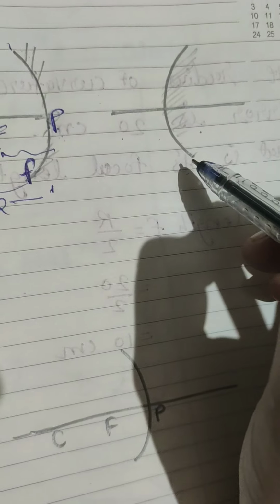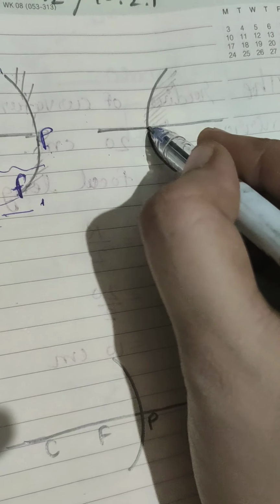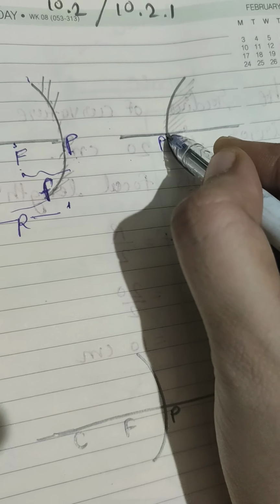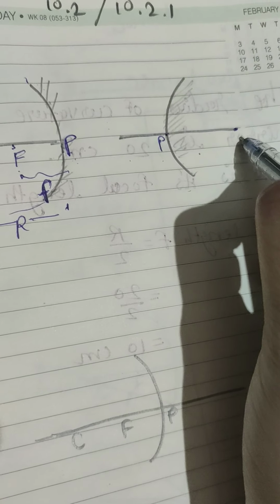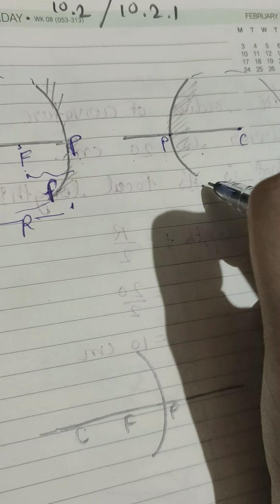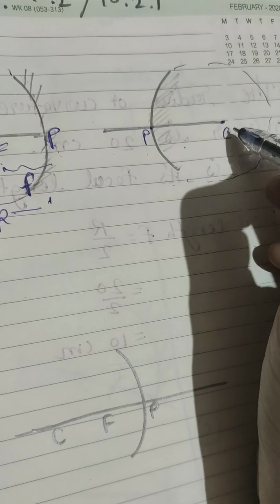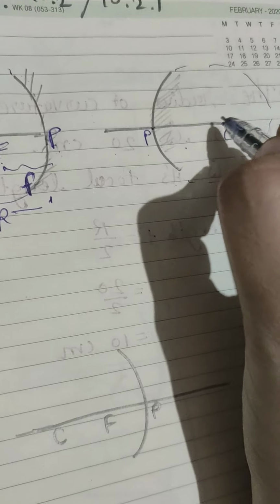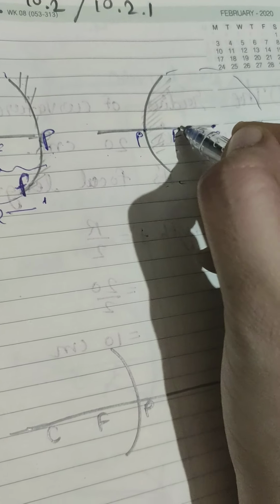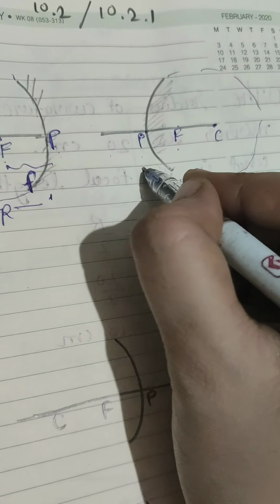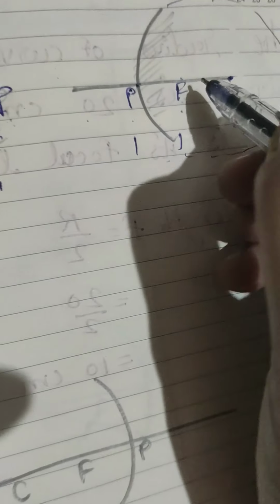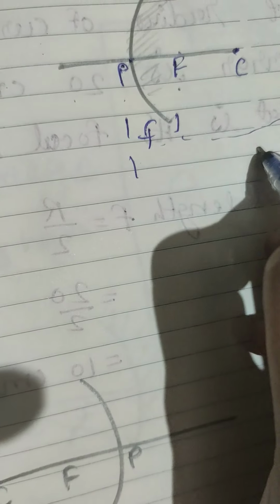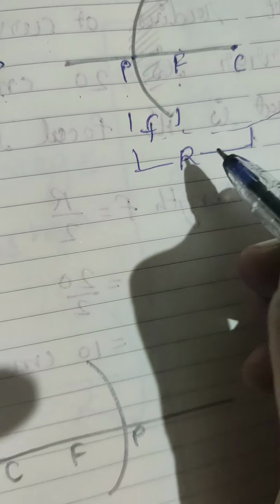Same here, it is a convex mirror. P is the pole on the principal axis. Here the center of curvature is on the other side because the sphere is there actually. Between these two, the focus is here. Small f is the focal length, and here it is capital R.